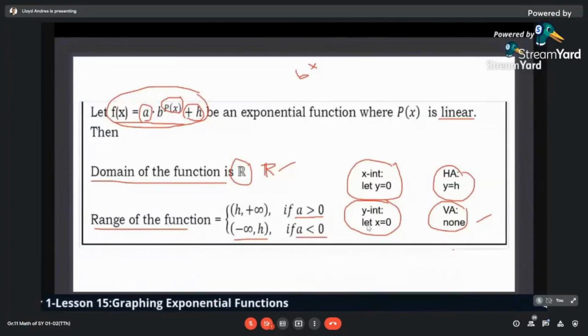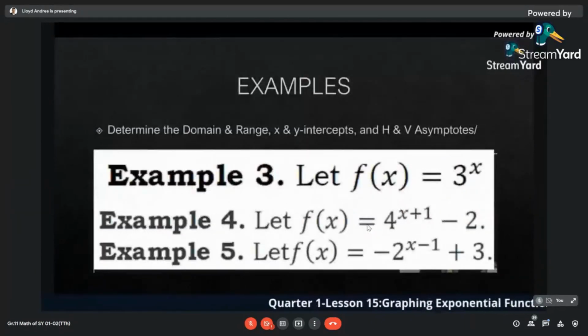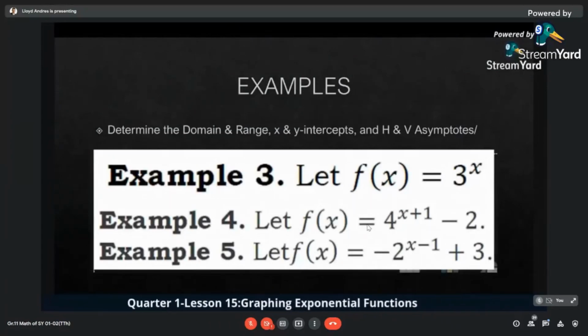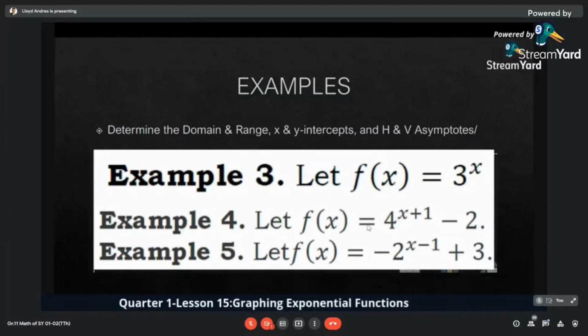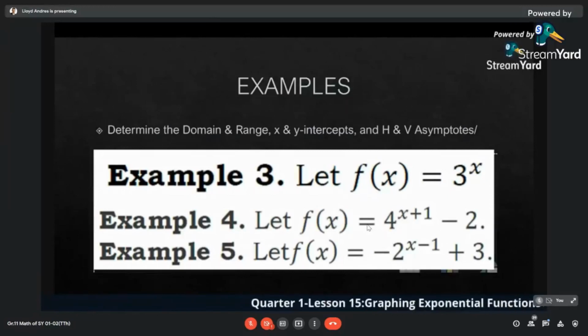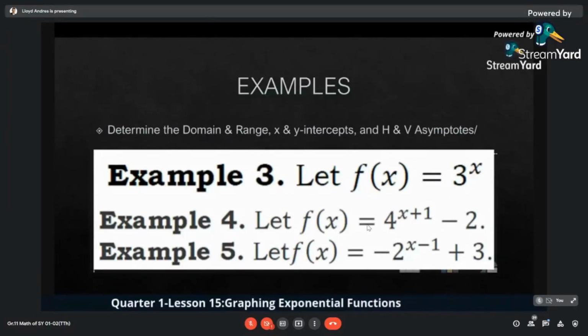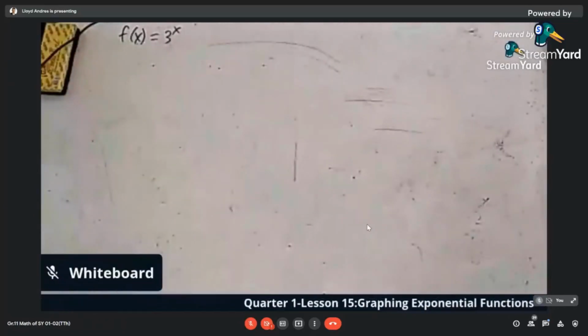So, to understand better, let's have an example. I have 3 examples to discuss. The instruction is to determine the domain and range, x-intercept and y-intercept, vertical and horizontal asymptote. Example 3: the given is f of x equals 3 raised to x, a basic one. Let's use the whiteboard.